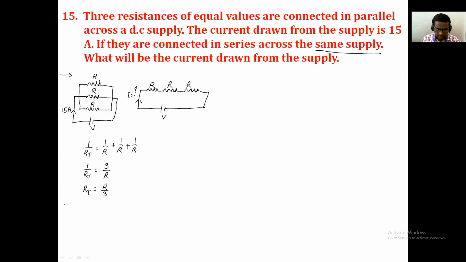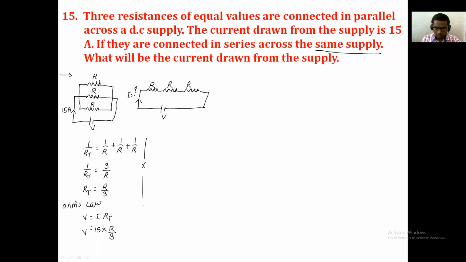And then I apply Ohm's law. Here I can write V is equal to I into R total. Is it right? In this case, I is 15 multiplied by R total, which is R divided by 3. Keep these things as they are. This is V.